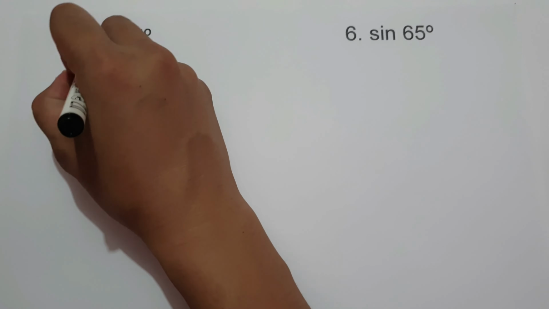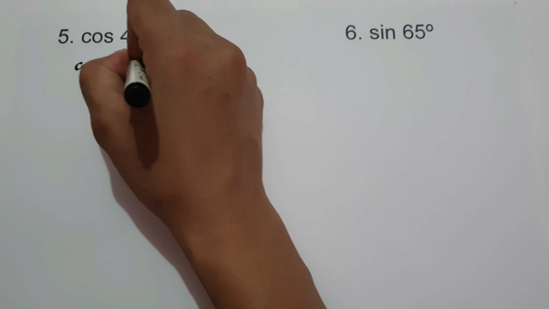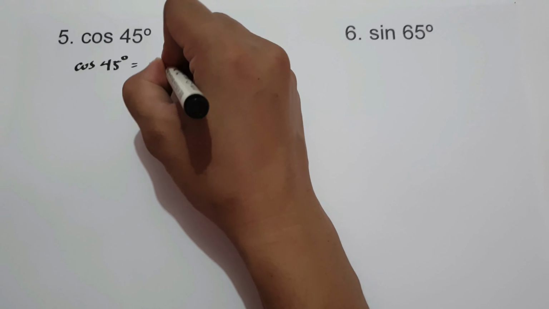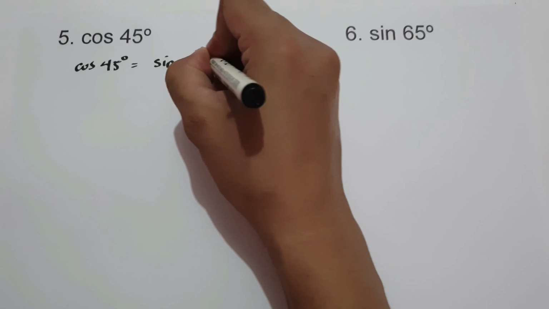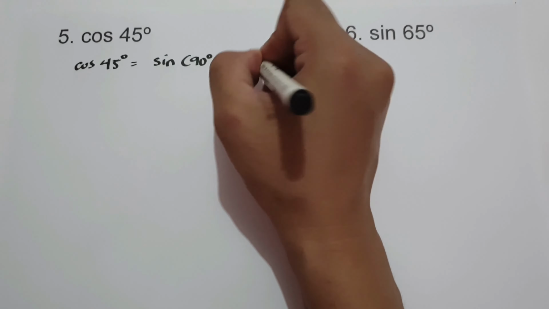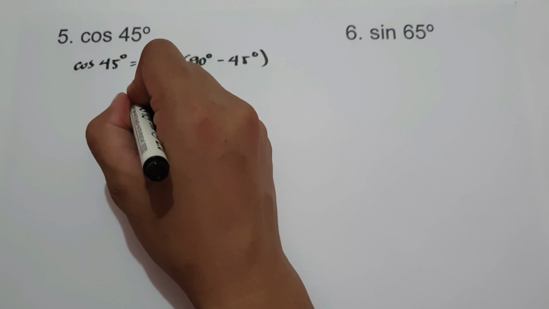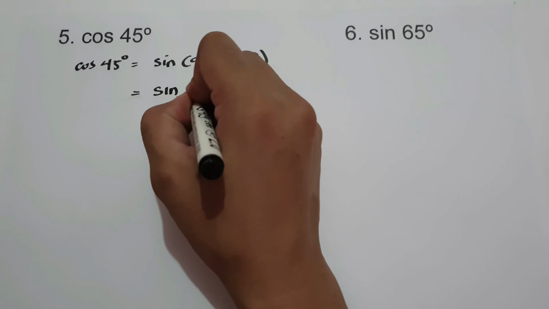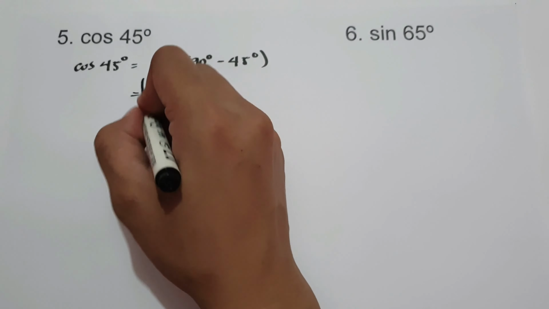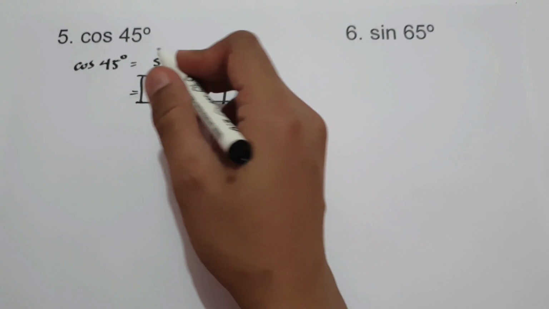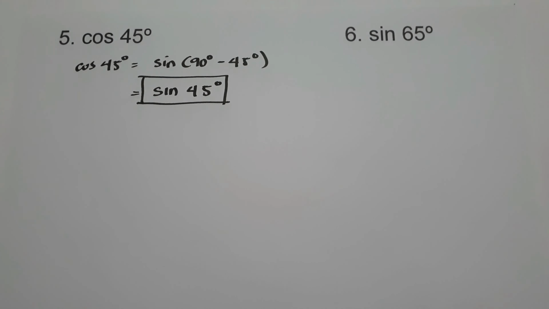What about number 5? Go ahead and find the cofunction of cosine 45 degrees. The cofunction of cosine is sine. So if we have cosine 45 degrees, it is equal to sine of 90 degrees minus 45 degrees. And cosine 45 degrees is equal to sine 45 degrees. And this will be the cofunction of cosine 45 degrees.